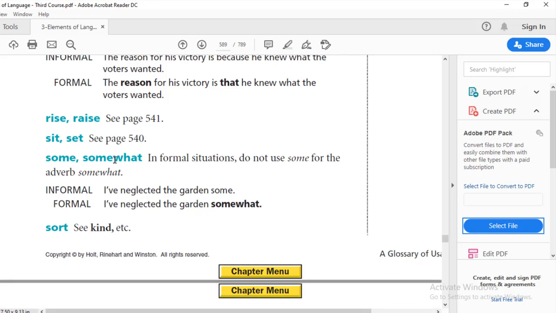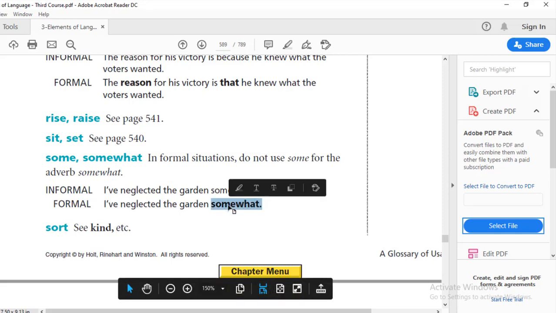Some and somewhat. What's the problem in that? Here, some people are using some instead of the word somewhat. What's the meaning of somewhat? First, as you said, somewhat means to some level, right? Or to some extent, right? So here, for example, when you say, I have neglected the garden some, instead of saying some, you have to use somewhat. So don't switch between these two words. The correct one here is somewhat, right?